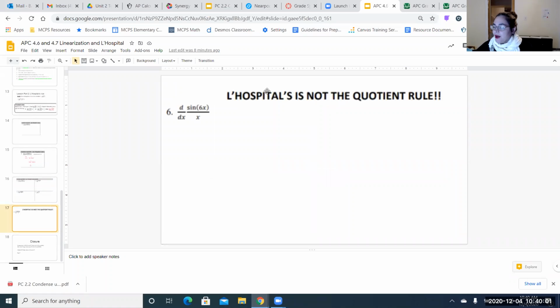And just a reminder, L'Hopital is not the quotient rule. You can't just use L'Hopital's rule every time you see a ratio of two functions. It only works when you're trying to find the limit at a certain x value, and the limit at that x value is indeterminate, 0 over 0 or infinity over infinity. So make sure that you are clear. If you're just taking the derivative of a function that is a ratio of two expressions, use the quotient rule. Don't get that confused.